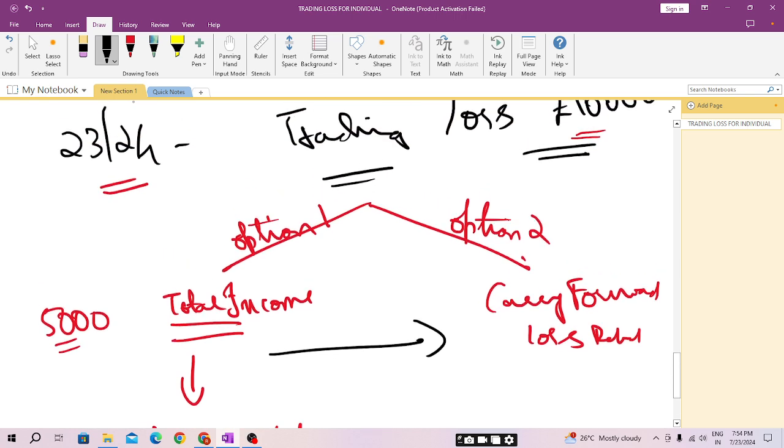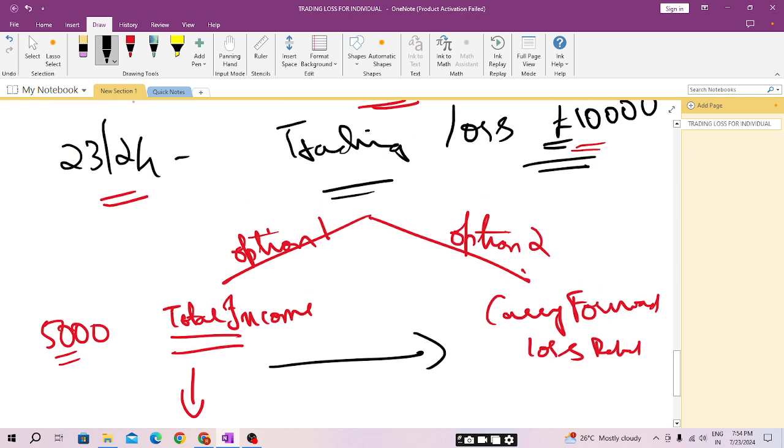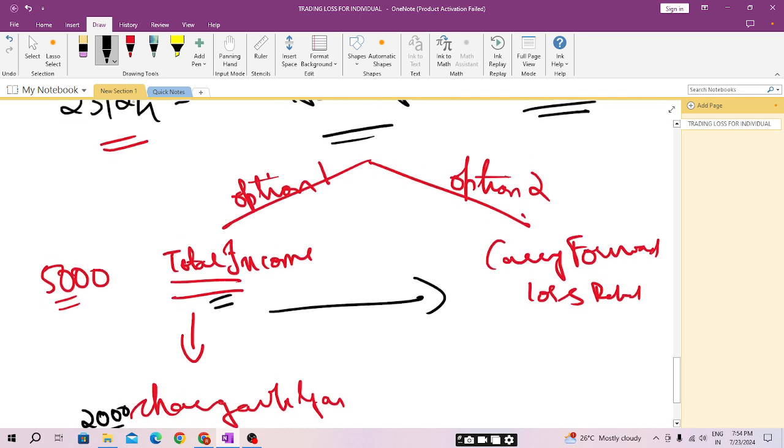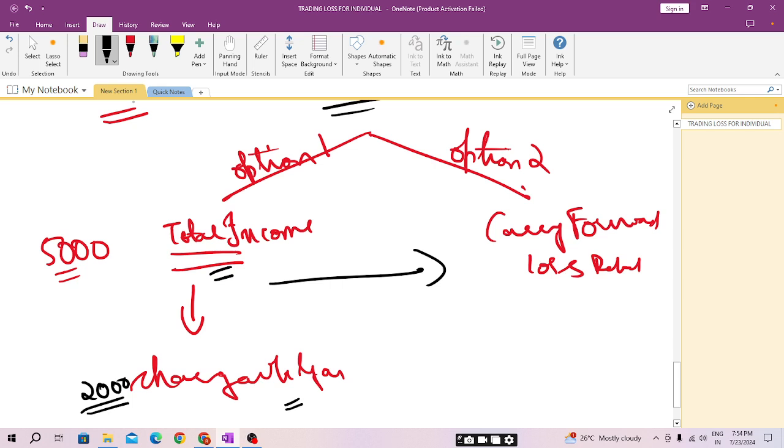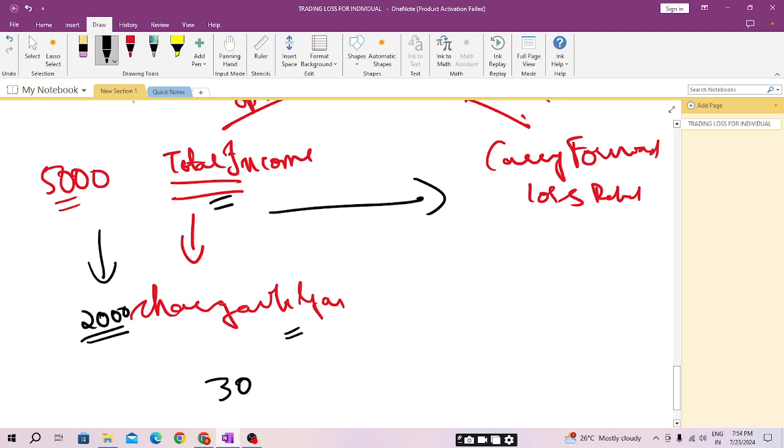So I incurred a loss of 10,000, I set off against the total income of 5,000, and the further option is either I can carry forward or set off against the chargeable gains. So I set off against the chargeable gains. So the remaining loss is, students, still 3,000. This 3,000 can be carried forward to the next year.